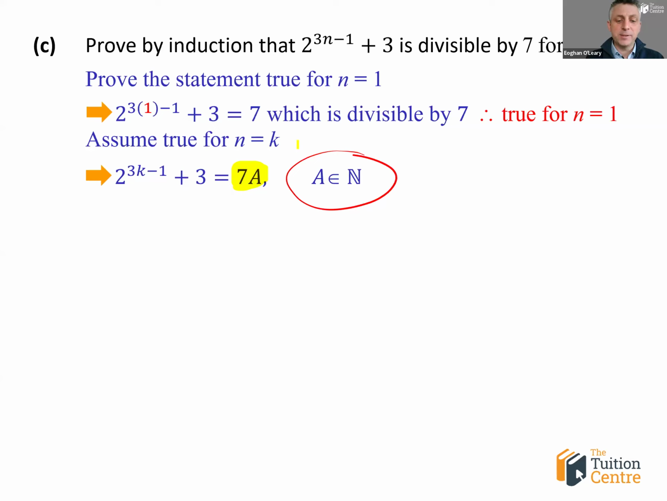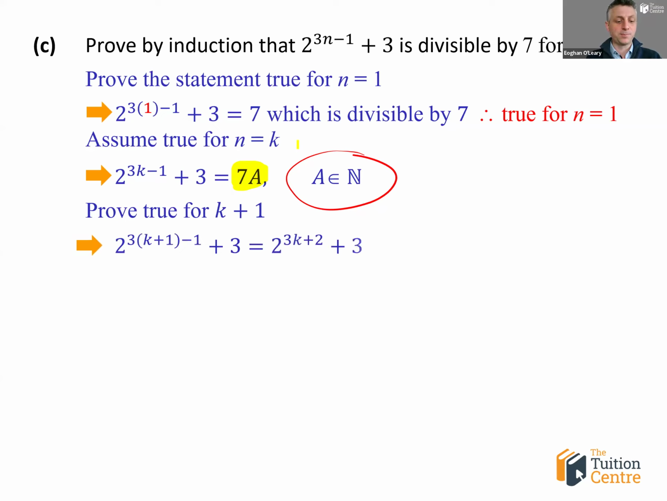So I'm saying it's equal to 7a. Now what we're going to do is this. We're going to prove it's true for n equals k plus 1. So we've proven it's true for n equals 1, assumed it's true for n equals k. We're going to prove it's true for n equals k plus 1.